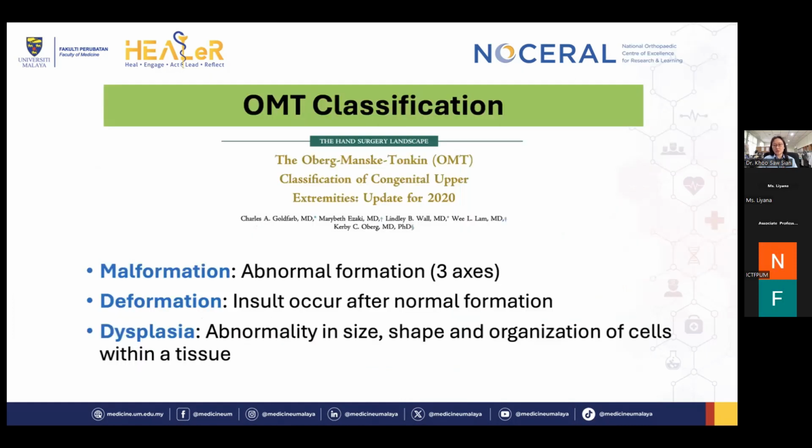This classification has been adopted and is constantly evolving, because what we know about congenital hand is just the tip of the iceberg, and new knowledge has been added, which leads to this classification being updated every now and then. It is a very detailed classification, but in general, it is divided into these 3. Malformation is what happens during the 4 to 8 weeks, during abnormal formation. Deformation is any insult that occurs after the limb has formed. And dysplasia is something totally different, just like a tumor. The limb just grows abnormally in size, shape, and the cells just enlarge.